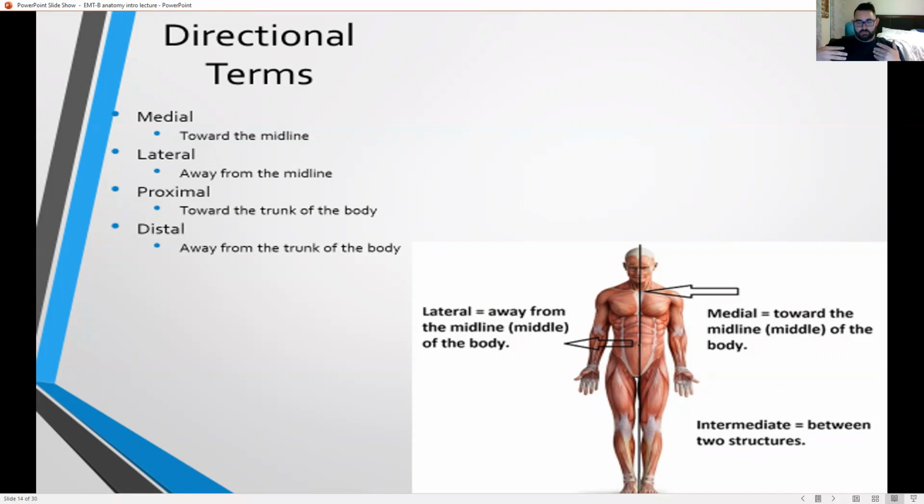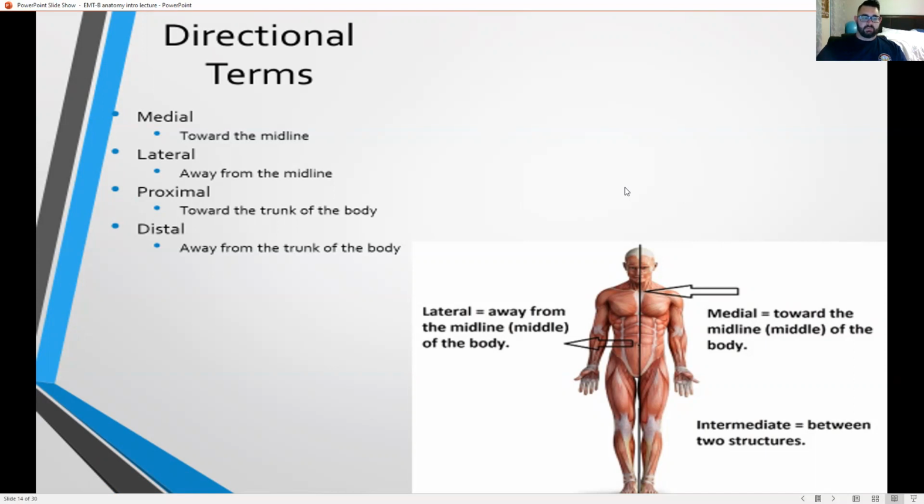All right, now proximal. Proximal talks about towards the trunk of the body. Where's your trunk? Right here. So if it is something more proximal, it is toward the trunk of the body. Now, distal means away from the trunk. So proximal means something closer to you, and distal means something farther away.